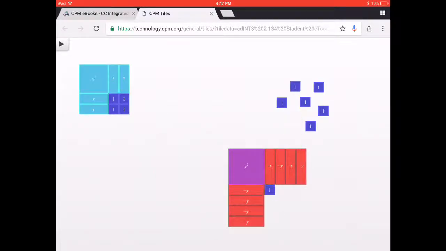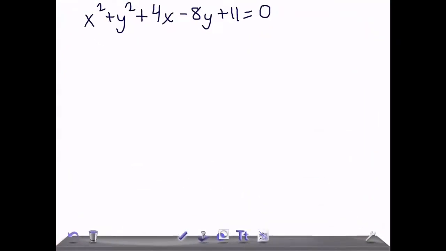Then we'll start to move these 1 tiles over here, but you will notice that we don't have enough. So this is where the completing the square part comes in. We'll have to add some tiles in order to complete the square. It looks like we have to add 1, 2, 3, 4, 5, 6, 7, 8, 9 tiles to complete the square. So we're going to take our equation, this is our original equation, and add 9 to both sides.